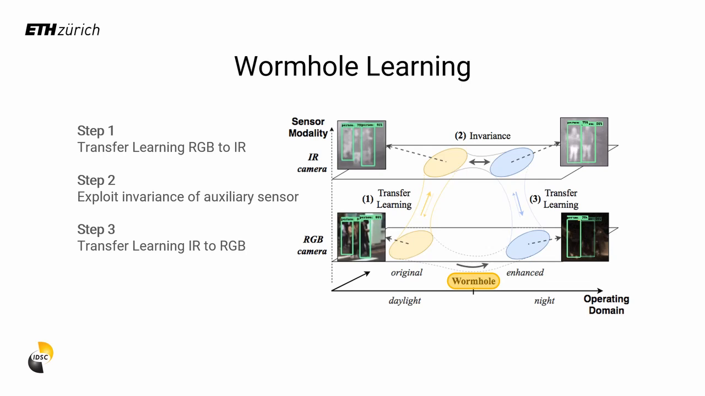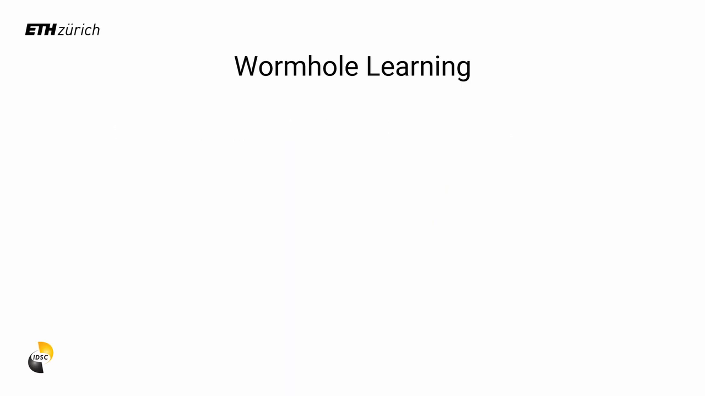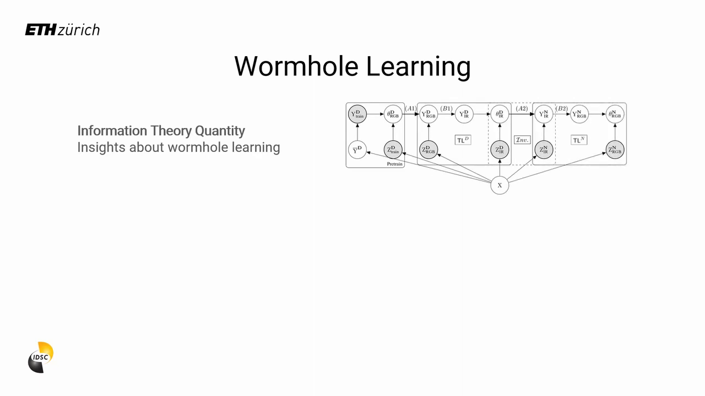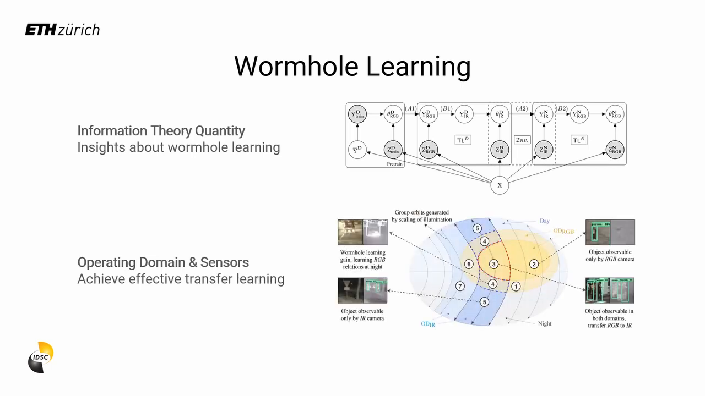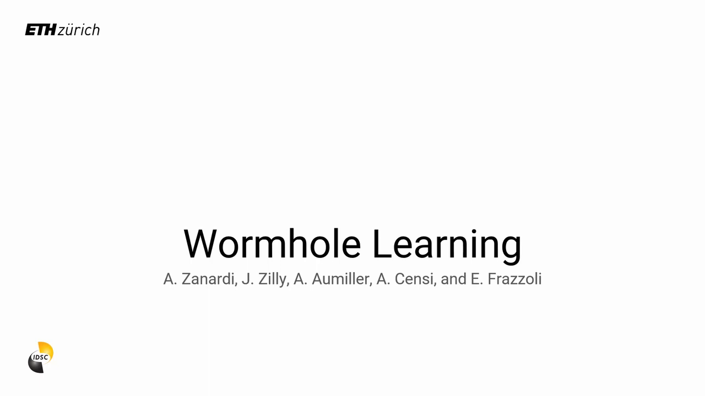We begin to answer some essential questions to understand wormhole learning. When can we do cross-domain transfer learning and how to make it more effective? What is the information that we can ideally gain during the process? In the paper we provide insights about the wormhole learning process through information theory quantities. Finally, we analyze the interplay between operating domains and sensor representations as a crucial step for effective transfer learning.